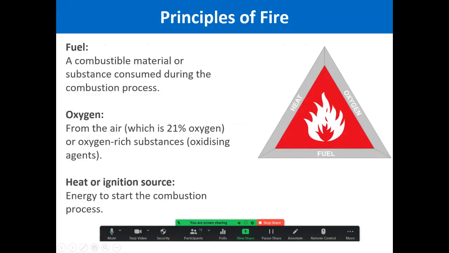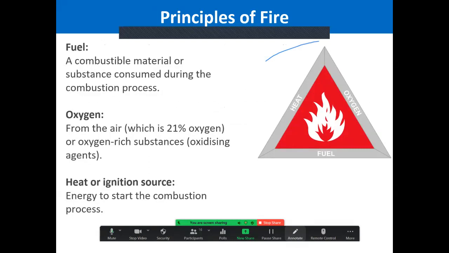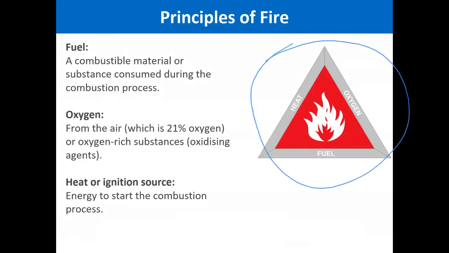So basically, fire is a combination of three elements. This picture you can see here on the right is called the fire triangle. Some people also call it the fire tetrahedron. There can be no fire if any one of these elements is missing. All these three must be present in order for a fire to take place.